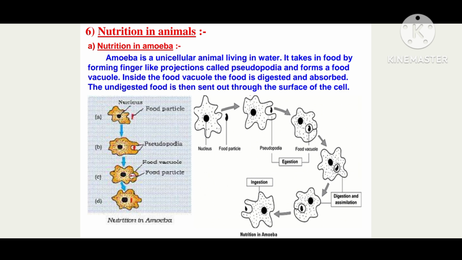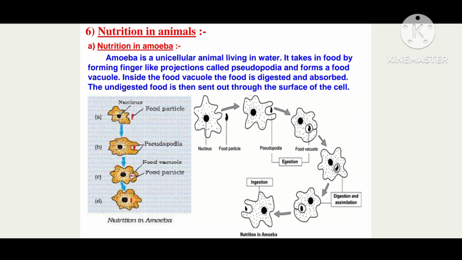Nutrition in amoeba. Amoeba is a unicellular animal living in water. It takes in food by forming finger-like projections called pseudopodia and forms a food vacuole. Inside the food vacuole, the food is digested and absorbed. The undigested food is then sent out through the surface of the cell.